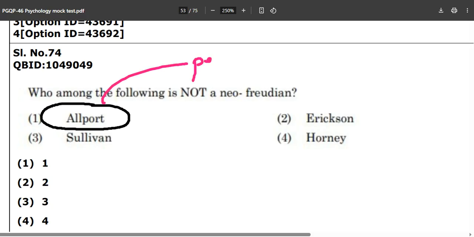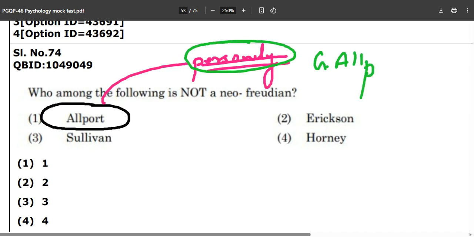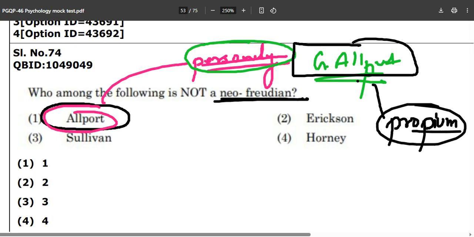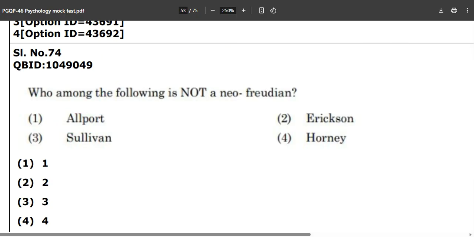Okay, he talked about what? He talked about personality. Now there is a catch. Over here, are they talking about Gordon Allport, G. Allport, or his brother, his cousin? Okay, but Allport is obviously not the neo-Freudian over here. Okay, so G. Allport gave you the proprium and these 7 stages of self, all those things, and talked about trait, secondary, cardinal, and all those things.